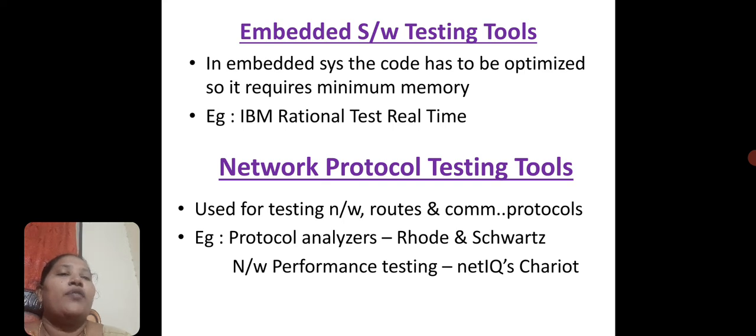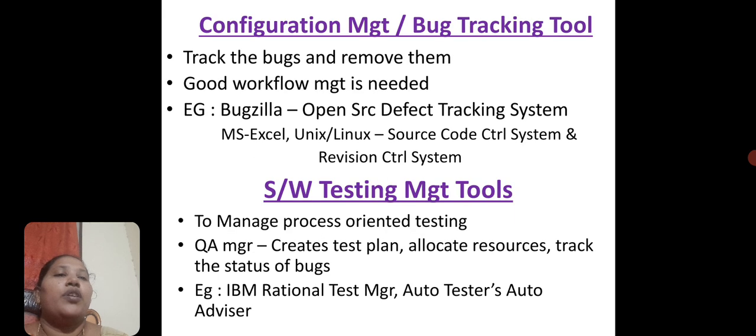Next one is a network protocol testing tool. This is used for testing the network, whether the path you have chosen for that communication is secure or not, and whether you are traveling according to the protocols. Everything will be analyzed here, and it will also check the performance of that particular network. For example, here you have protocol analyzers from Rohde and Schwarz which perform certain network performance testing, like this automated tool NetIQ's Chariot. This is the tool that will check the performance of your network while you are transferring information through the network. So it will check the performance of the network and the communication protocols.